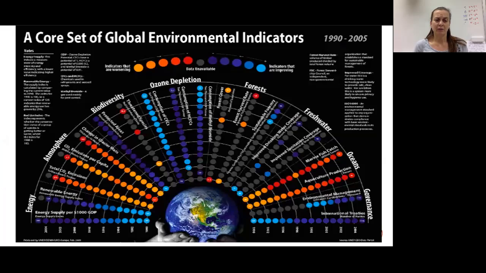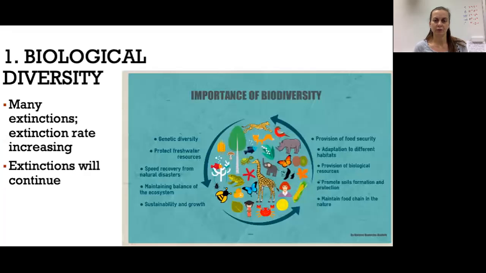So we have lots of different indicators that we can use to look at sustainability. We're going to specifically talk about 5 indicators that can guide us to sustainability. The first one is biological diversity. We know that biodiversity is important. We've talked about biodiversity several times before, and about different levels of biodiversity, from genetic diversity to species diversity to habitat diversity.